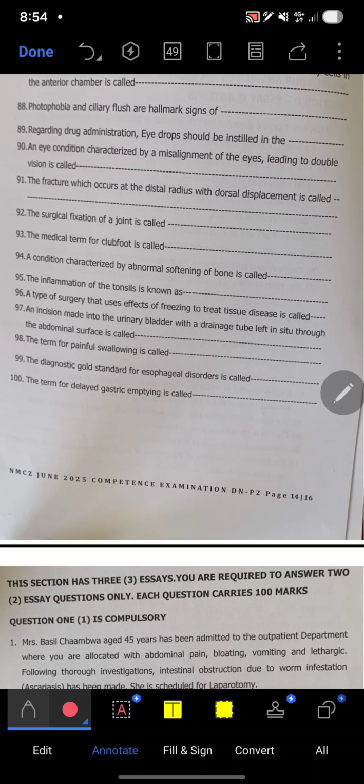96. A type of surgery that uses effects of freezing to treat tissue disease is called. And the answer, of course, is cryosurgery. 95. The inflammation of the tonsils is known as tonsillitis. 97. An incision made into the urinary bladder with a drainage tube left in situ through the abdominal surface is called. The answer is suprapubic cystostomy.